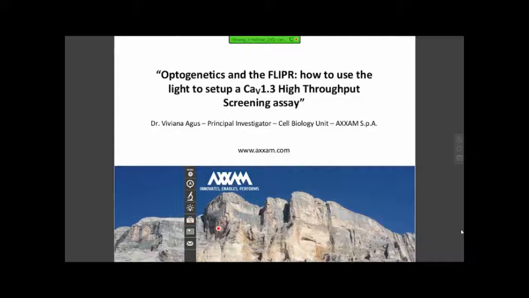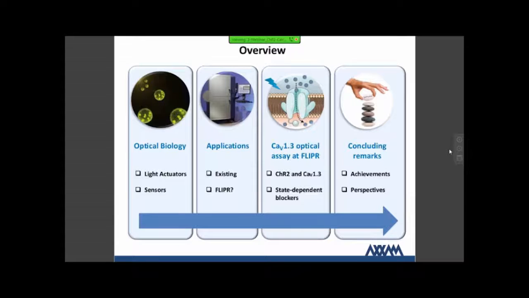As anticipated, I will talk about the setup of the optogenetic assay for the Cav1.3 calcium channel by the use of FLIPR Tetra instrument. And I will touch some different topics in my talk.